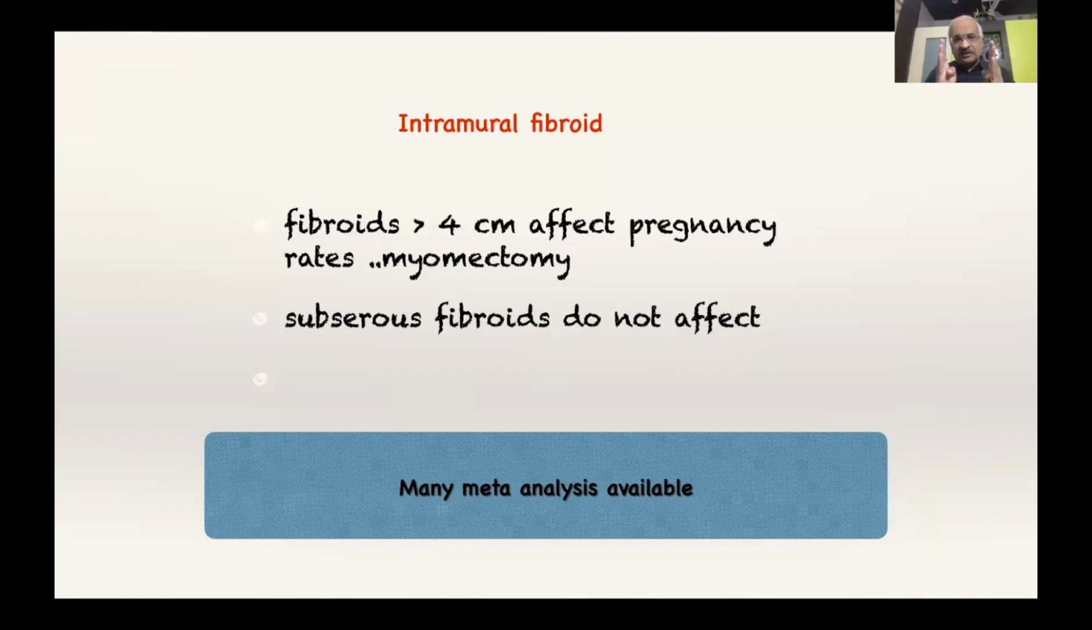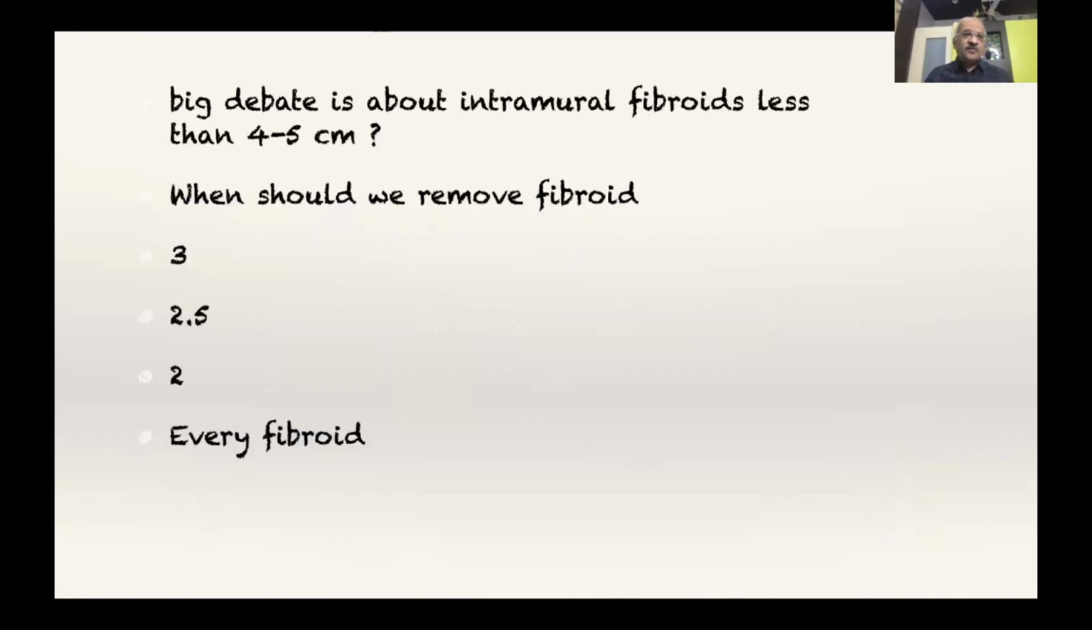So again, you have this cutoff that initially started at 5 centimeter and now the papers are at 4 centimeter, above which an intramural fibroid affects the pregnancy rate and you would go for a myomectomy. Then the new debate starts about the intramural fibroids which are less than 4 centimeter. When should we remove a fibroid? Should we remove 3, 2.5, 2, or should we just remove every myometrial fibroid which we see in our practice? We're just going to try and answer this question and find out evidence about this particular issue.